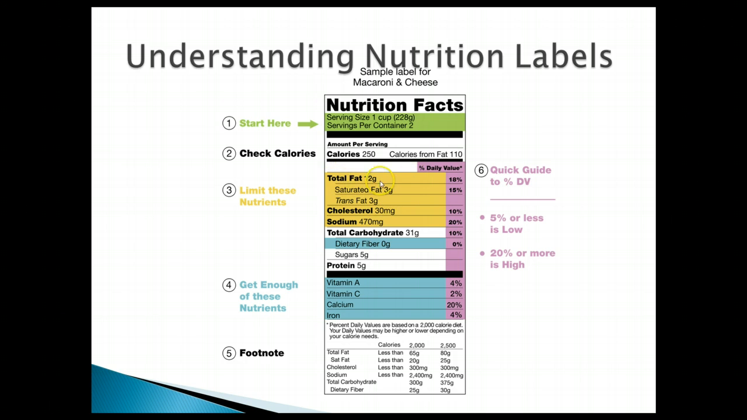See how you've got the indentation here from total fat to saturated fat and trans fat, right? Total fat's over on this line, saturated and trans fat are over here on this line. That means that these 2 are part of this, right? So we've got saturated fat and trans fat, 3 grams each.